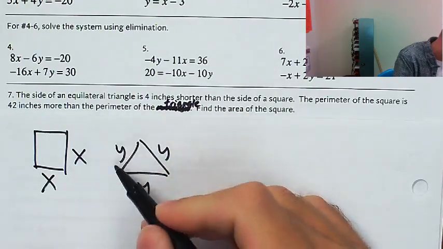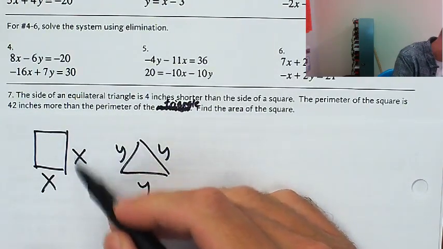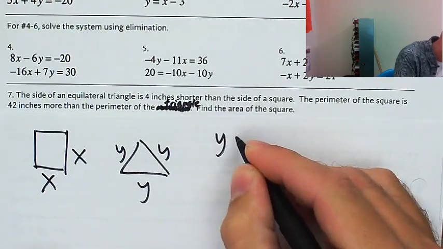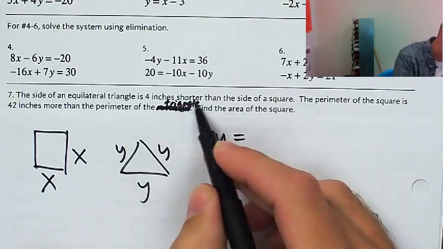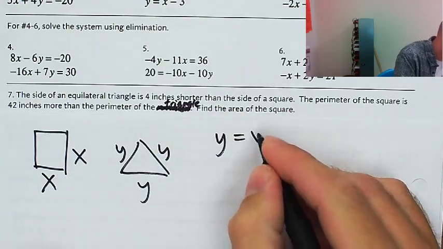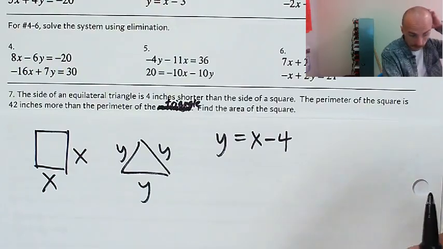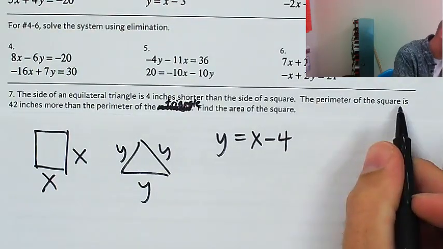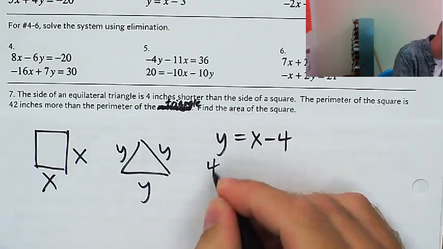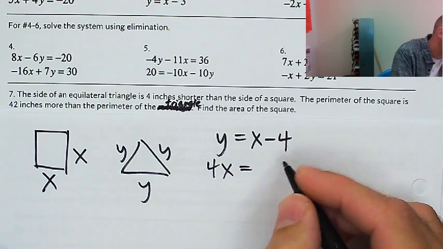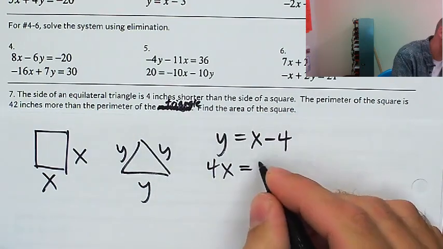Okay, so the side of the triangle is 4 inches shorter than the side of the square. So the side of the triangle is y, means equal, 4 inches shorter than, I'm going to subtract 4 from the side of the square, which is x. Then the perimeter of the square, that's 4x, is 42 inches more than something, so I'm going to add 42 to the perimeter of the triangle.